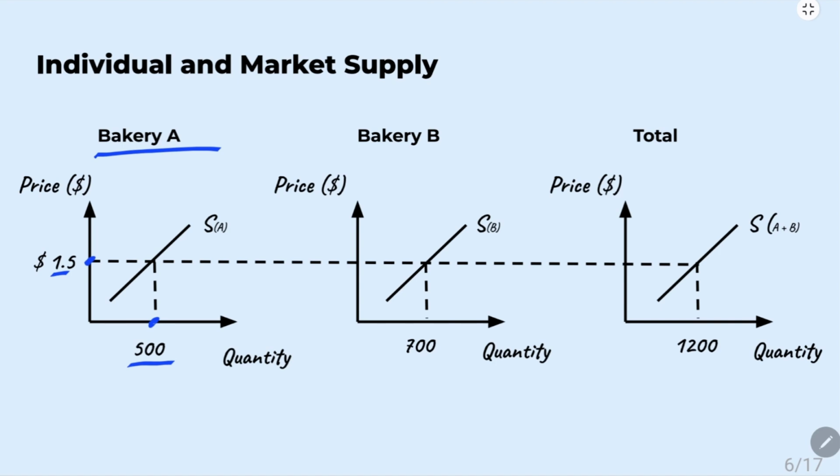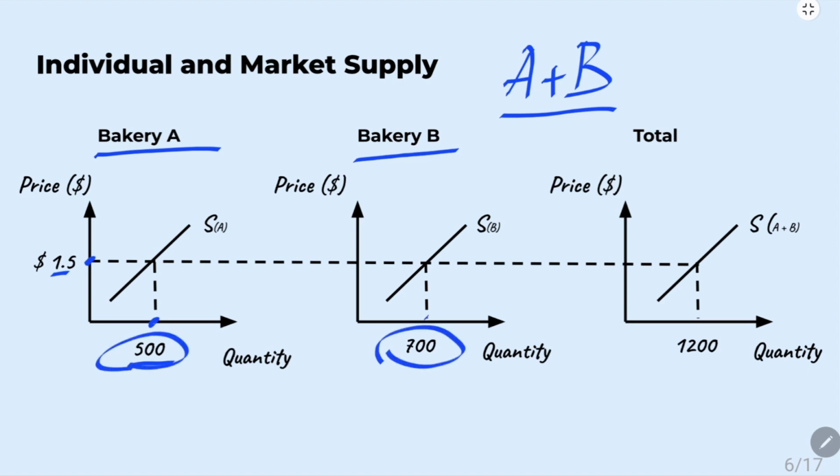Market supply is the total supply from all firms in the market added together. Imagine that there are only two bakeries in the market. Bakery A supplies 500 loaves of bread, while Bakery B supplies 700 loaves. To calculate market supply, we add them together. So the market supply will be 1,200 loaves of bread. This means market supply is simply the aggregation or total of all individual supplies in the market. If more firms enter the market or existing firms produce more, market supply will increase.